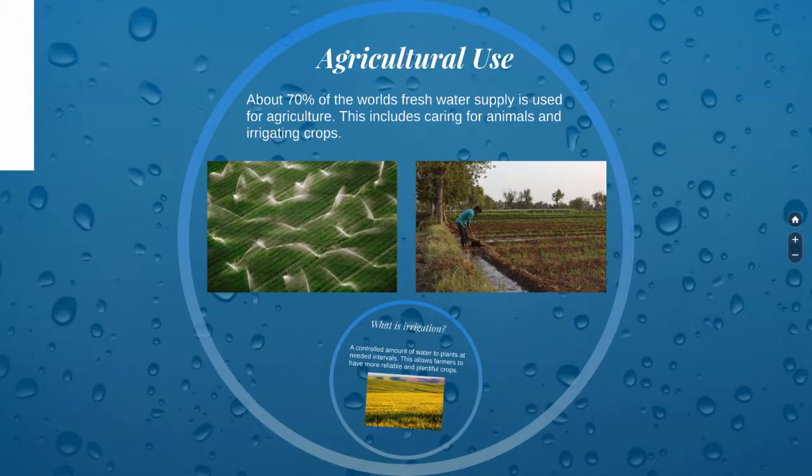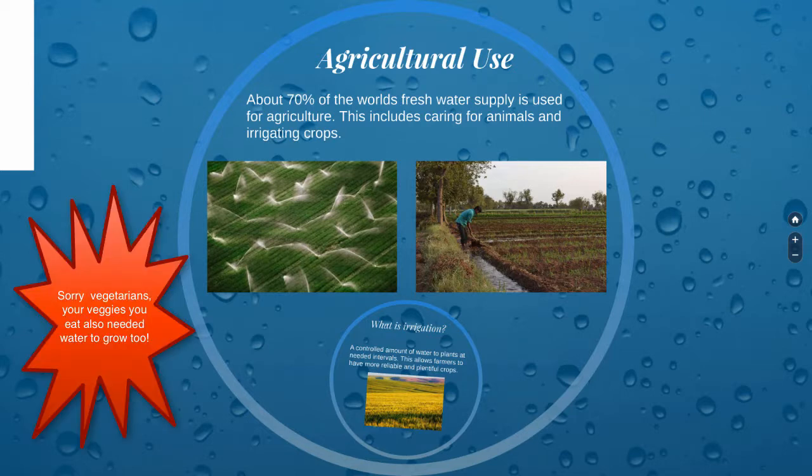Agricultural use. So about 70% of the world's fresh water supply is used for agriculture. So this includes caring for your animals and irrigating crops. So caring for our animals is making sure that our animals have enough water to survive. Your cow that you eat for your cheeseburgers, that cow needed to be given water so it didn't die of dehydration. So throughout its life, it was getting water.